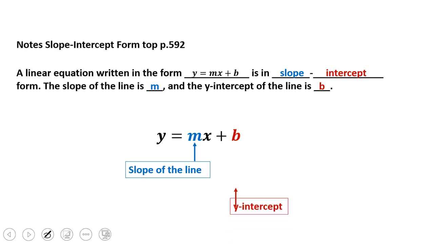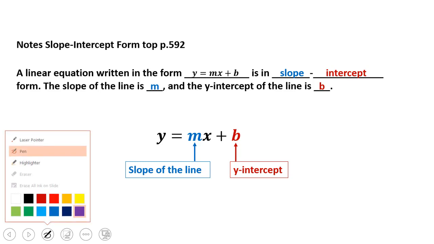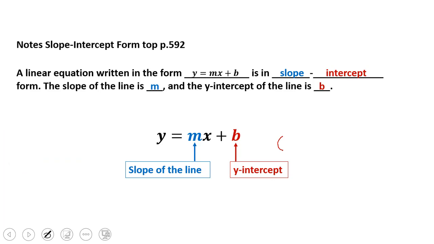And then we have b. B is the y-intercept. The y-intercept is where that line intercepts, where it crosses, where it intersects the y-axis, the vertical axis. What is that point? That point, no pun intended, is always going to be the point (0, b), whatever number that is on the y-axis.